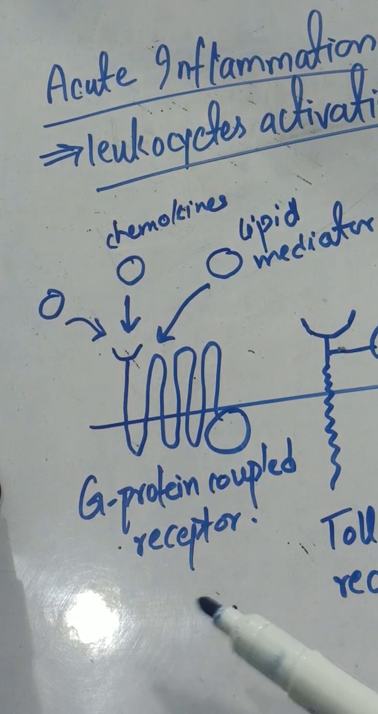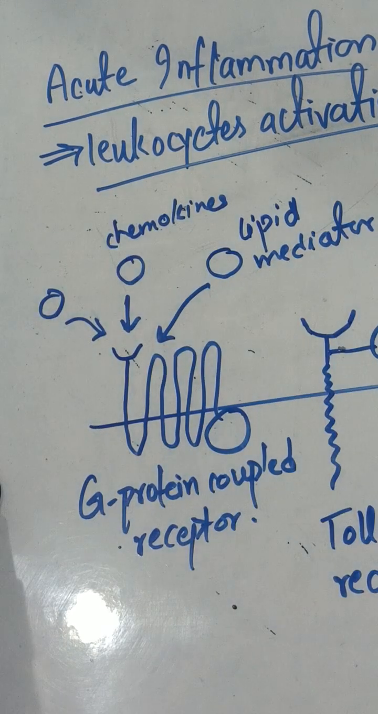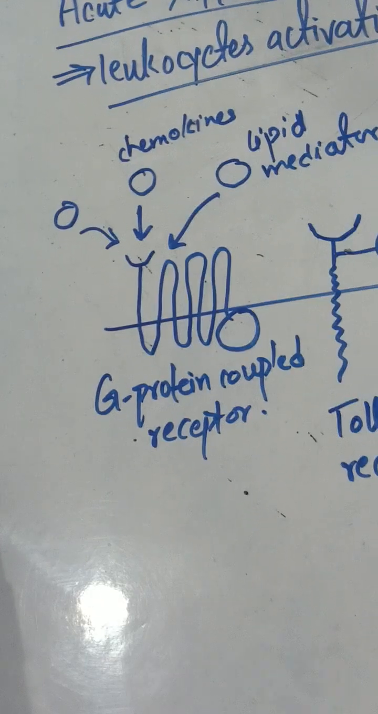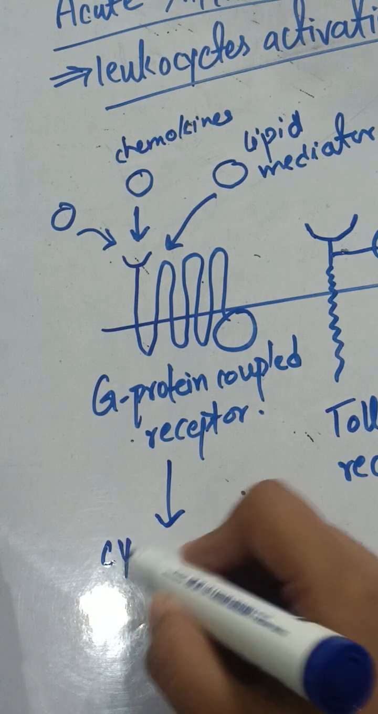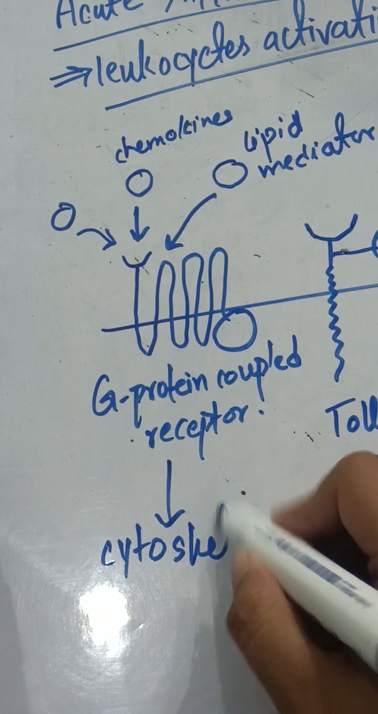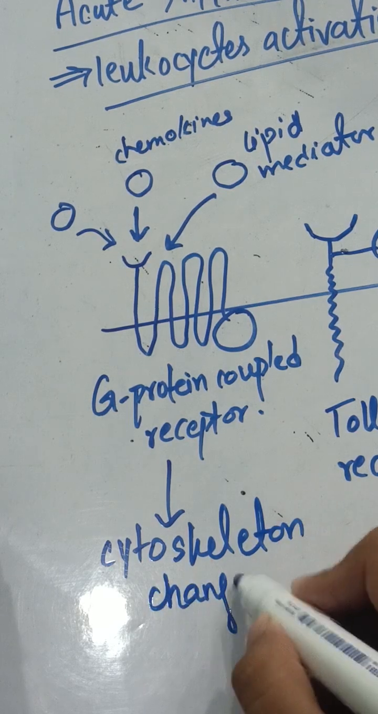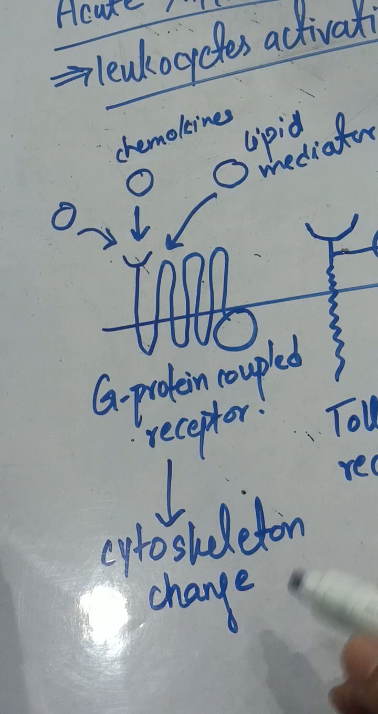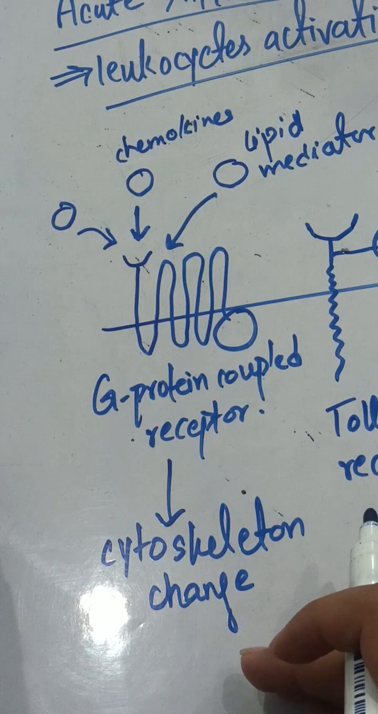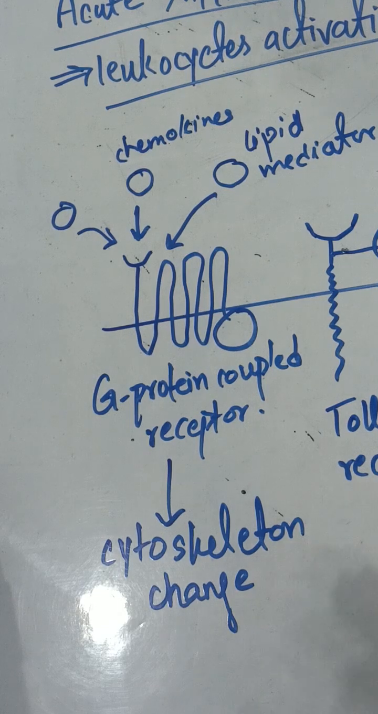Whenever your G protein coupled receptor is activated by these three ligands, they cause cytoskeleton changes in your cell. Cytoskeleton means the cell skeleton will change due to this activation. And what is going to occur is that it will allow the activation of the endothelial cell, and it will allow the leukocytes to move outside toward the site of the injury.